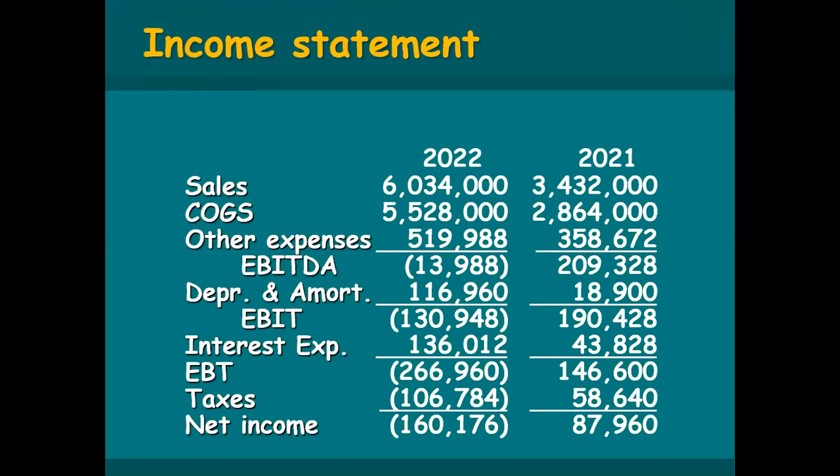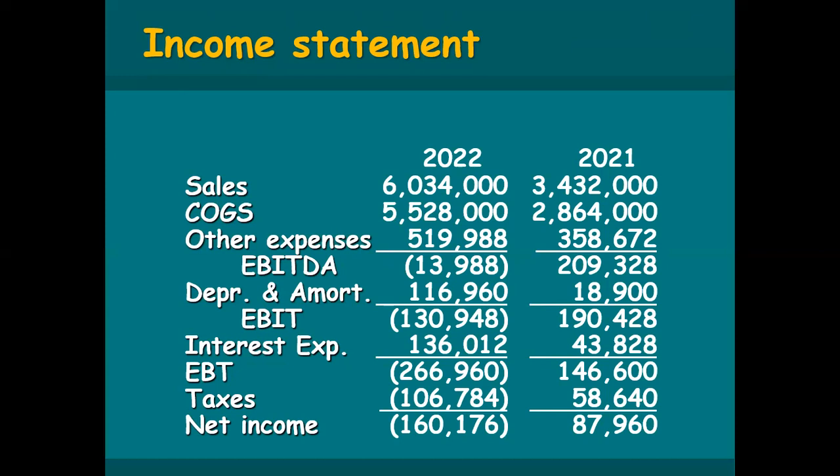Second type of financial statement is the income statement that includes, first of all, sales or revenue. Secondly, cost of goods sold that includes the raw material and other production related expenses. Other expenses. So EBITDA, earning before interest, tax, depreciation and amortization. The figure of depreciation and amortization is given here. So we have EBIT, earning before interest and tax.